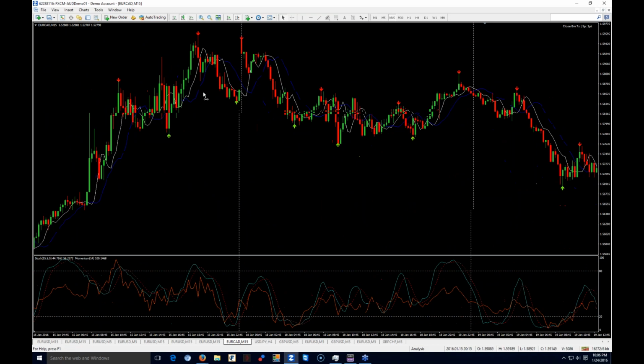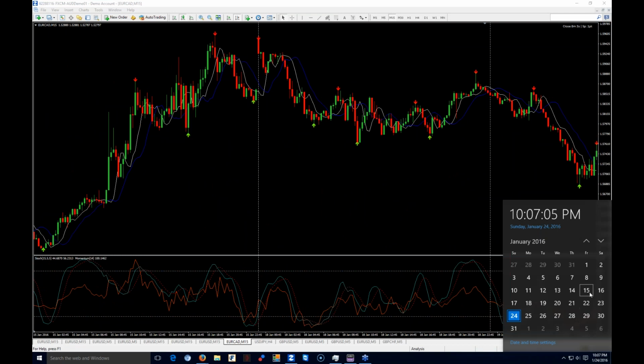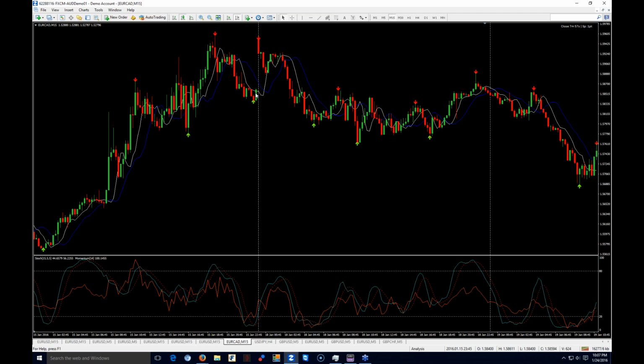Here's the gap. So market close, and that's the 15th. That should be a Friday. Got it. See? 15th Friday. Market close pretty much right here. And then when it reopened Sunday, it's way up here. Okay? So between this time, orders got filled and all this stuff.